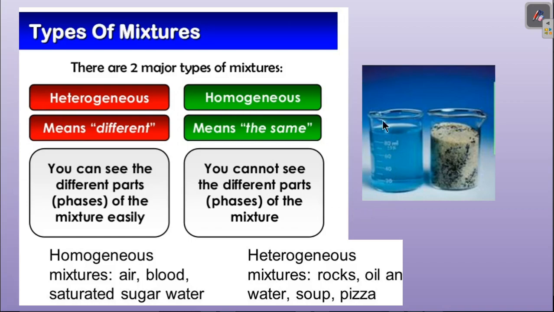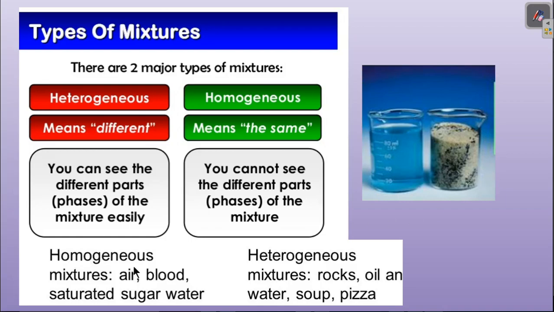Now, this is a homogeneous mixture. If you look at any section in this beaker, it looks the same all over. You only see blue water in there. There are no little pieces of anything floating in there. Looks the same everywhere. That is a homogeneous mixture. On the other hand, in this beaker, you see particles of different colors. Very easily, you can see the particles of different colors. You have a heterogeneous mixture there because you can see easily that it's made of different things.